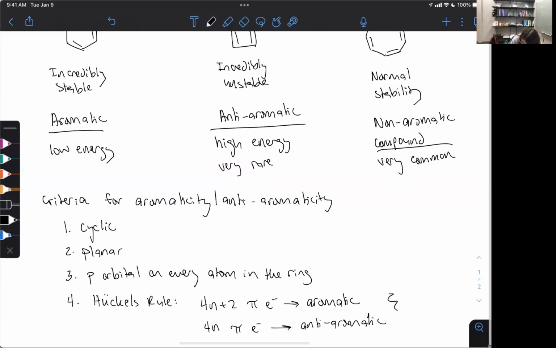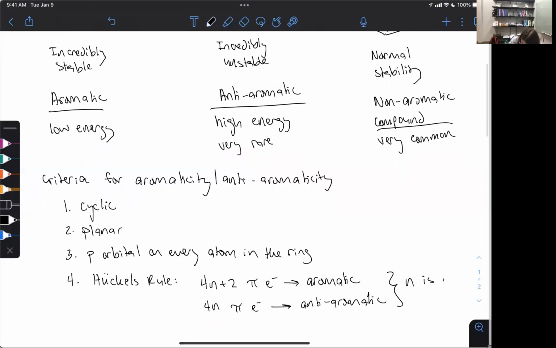Okay, and in both of these, keep in mind that n is an integer, which is going to be 0, 1, 2, 3, and so on, dot, dot, dot. So it has to be a whole number or 0. So that's kind of what we're looking at in terms of n.